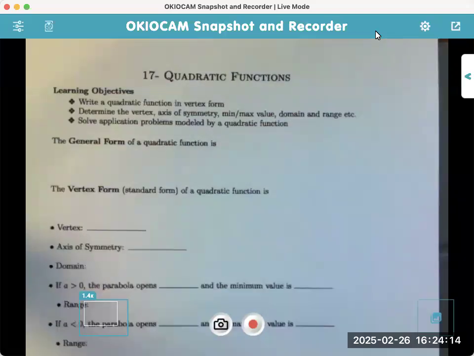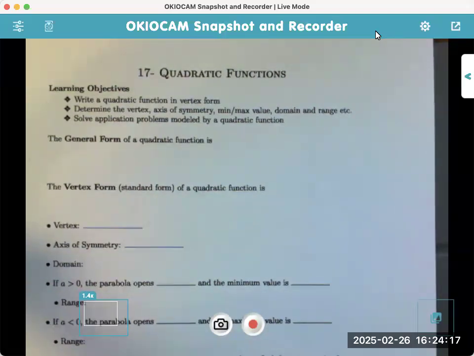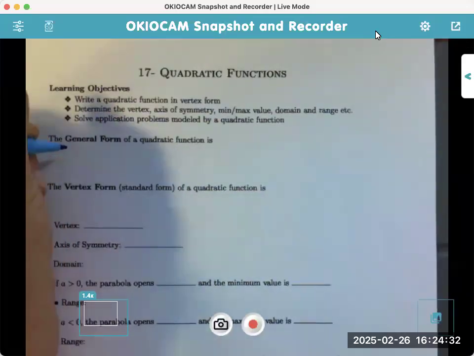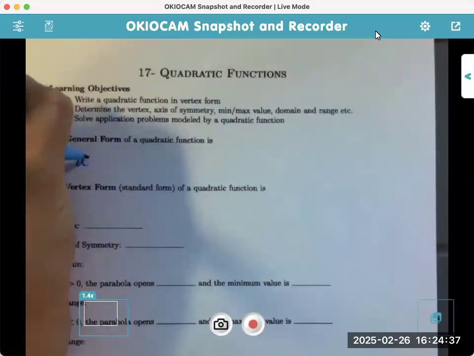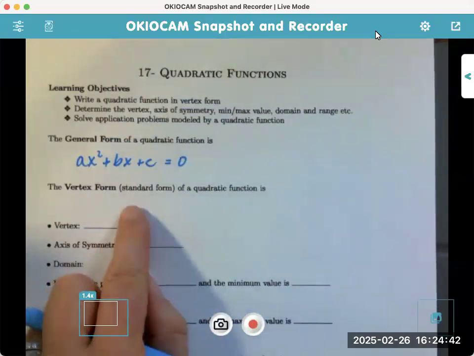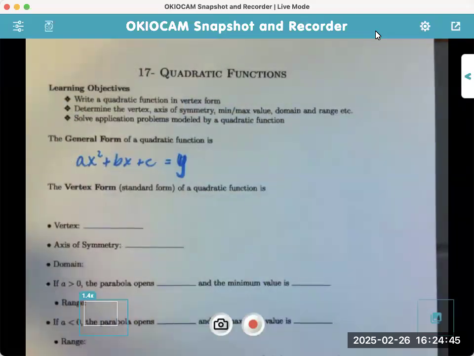So we've already talked about quadratic functions before, back in section 5, so a lot of similar things are going on here. Now we are in two variables, x and y, whereas in section 5 we had just a single variable. We have ax squared plus bx plus c equaling y, or f of x, which is the general form of a quadratic function.